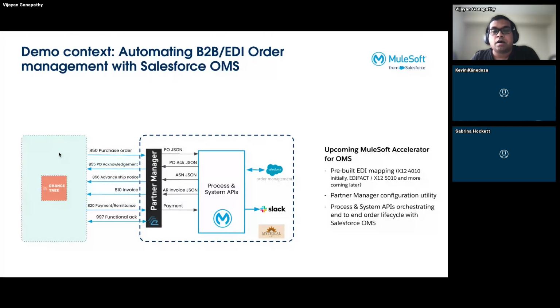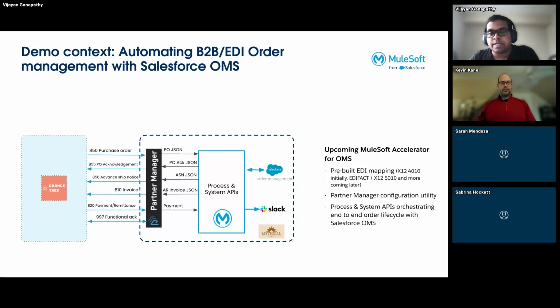So we will see Orange Tree sending an EDI purchase order, and then it magically creating an order in Salesforce OMS. And we have a simulated process that demonstrates how the order gets allocated, shipped, invoiced, and then gets paid for. So the entire life cycle of this order processing is something that we will see as Kevin walks us through the demo.